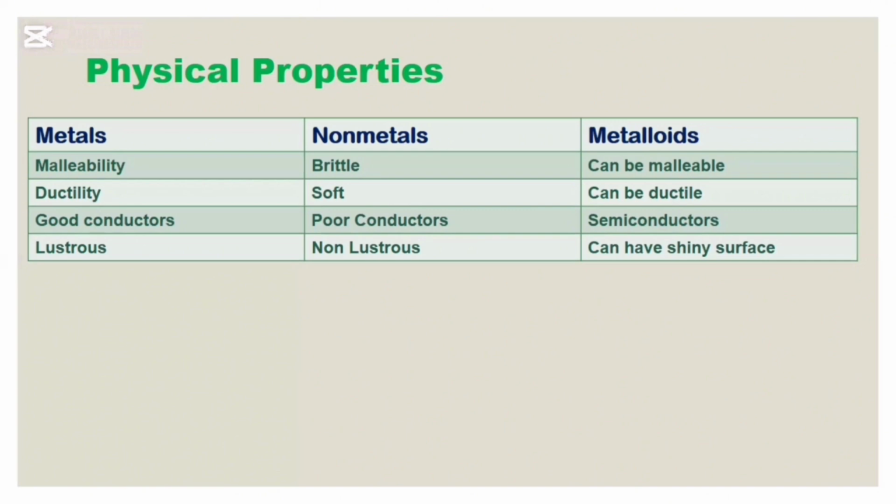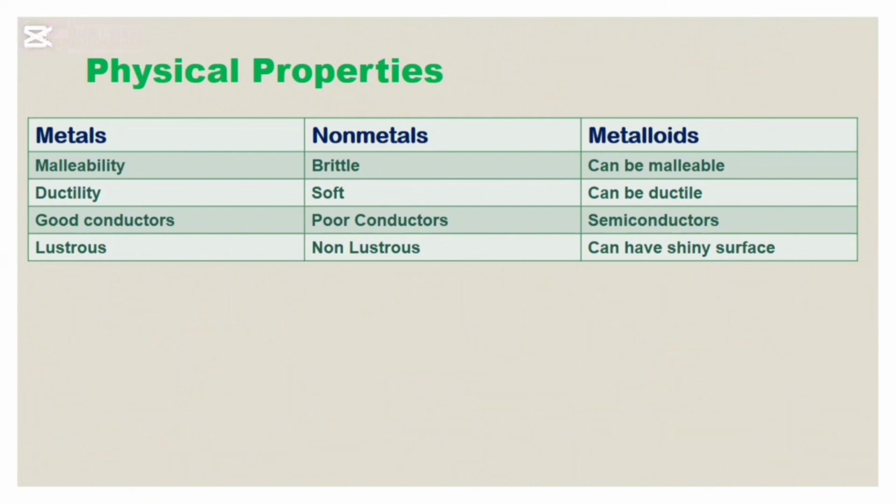The next one is good conductors. Metals are excellent conductors of heat and electricity. For examples, we can take copper, which is widely used in electrical wiring, and also aluminium. It is lightweight and it is used for electrical transmission. All these are good examples of metals.